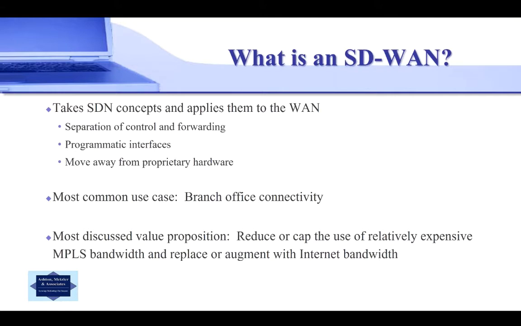And what I'm really emphasizing here is that to some people, SD-WAN, that's all it means, this kind of branch office solution. That's a very important solution. But again, I take a somewhat broader view that SD-WAN is applying SDN concepts to the WAN, and that this is a very important use case, branch office connectivity, but just one use case. And the most discussed part of the value proposition is to either reduce or cap the use of pretty expensive MPLS bandwidth and use more internet bandwidth.